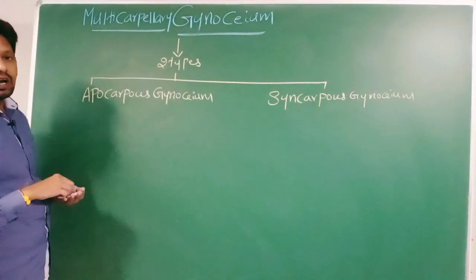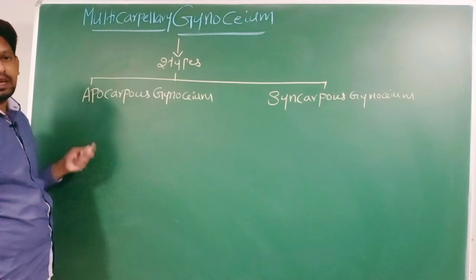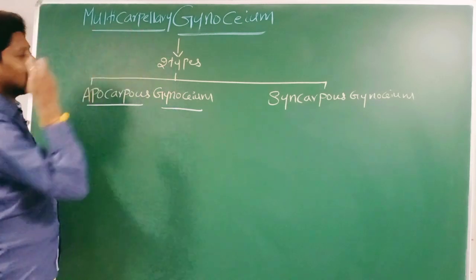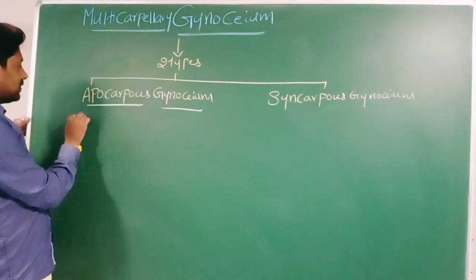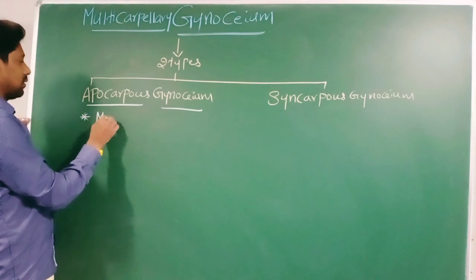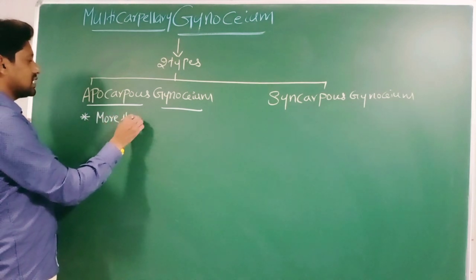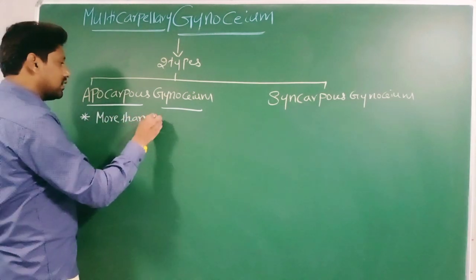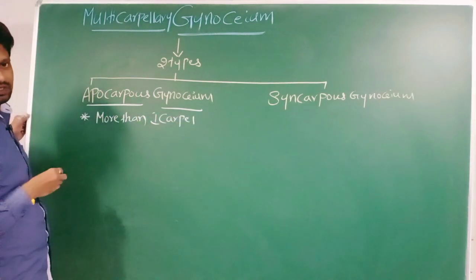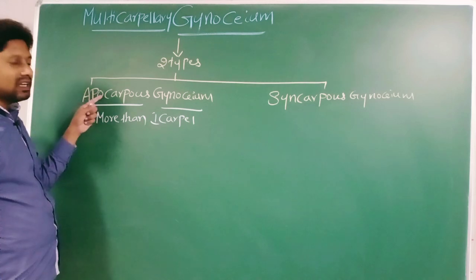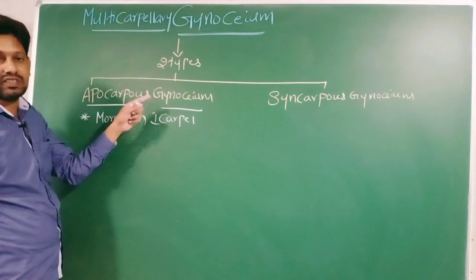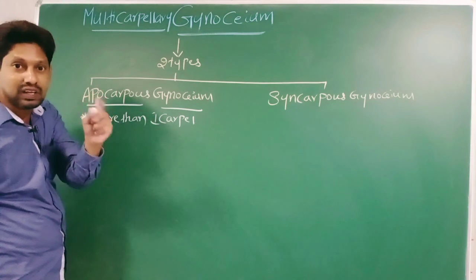Sir, Apocarpous Gynecium is a type of multicarpillary Gynecium, right? Therefore, here how many carpels are present, sir? More than one carpel is present. What is the meaning of Apocarpous Gynecium? Apocarpous Gynecium means these carpels are free.